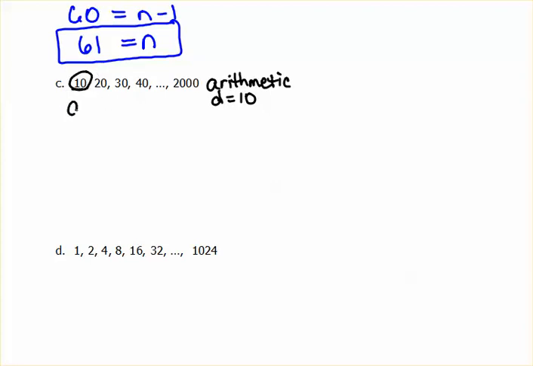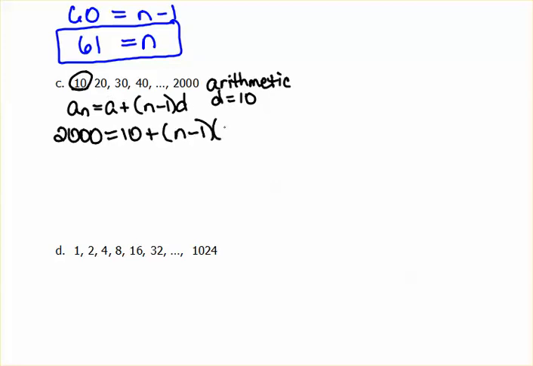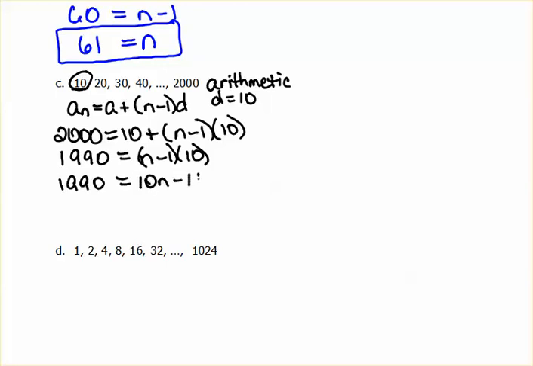So our formula again is a sub n equals a plus n minus 1 times d. So I'm going to use 2,000 for my a sub n equals a, which is 10, plus n minus 1, we don't know what n is, times d, which is 10. All right, so if I subtract 10 from both sides, I get what? 1990 equals n minus 1 times 10, or we could have distributed that out first. Either way, doesn't matter. But then if we distribute it now, we get 1990 equals 10n minus 10.